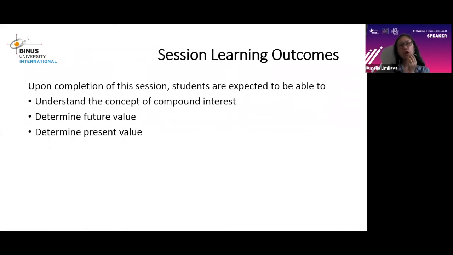Since only Hartanto said that he already learned the time value of money, I'm assuming none of you have heard or are familiar with the terms compound interest, future value, and present value. So it's okay if you're still not familiar with this, but by the end of today's session, hopefully you'll get a brief overview of what the terms actually mean.